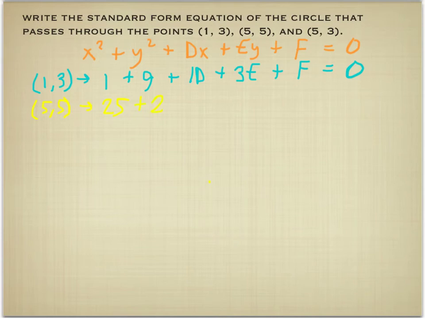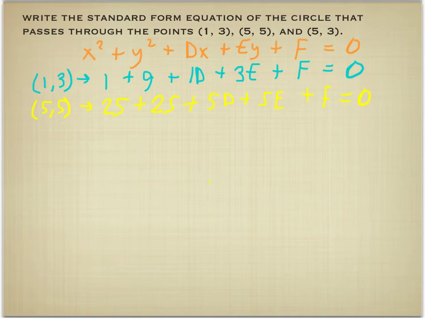25 plus 25 plus 5d plus 5e plus f equals 0, and that's going to simplify. Well, I'm going to write that down later.